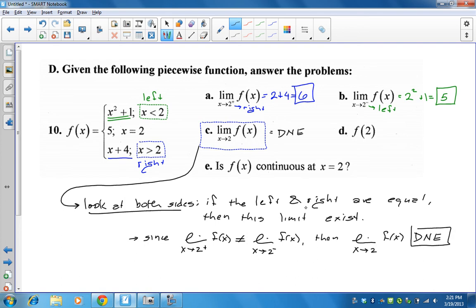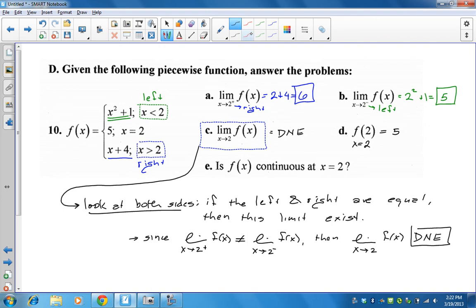So I kind of wanted to flesh that out in great detail. A lot of people want to look at the middle, but the middle, this piece in the middle, has absolutely nothing to do with any of these limits. However, part D, where I say what is f of 2, now I want to know what's happening when x is equal to 2. And when x is equal to 2, my function is at 5. So our answer to part D is 5.